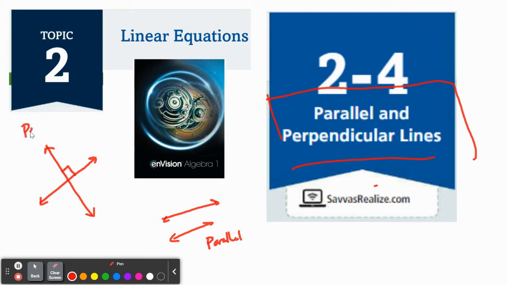So this is perpendicular. So do not confuse intersect with the word perpendicular. Perpendicular lines intersect at right angles. So again, we're going to use our linear equations from the first three sections to help us in this section.